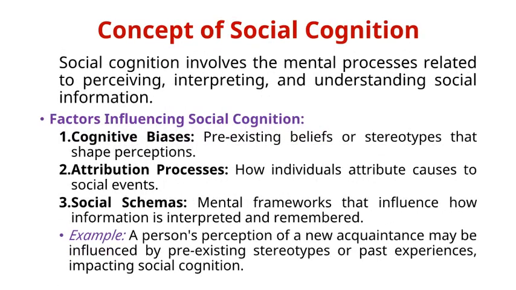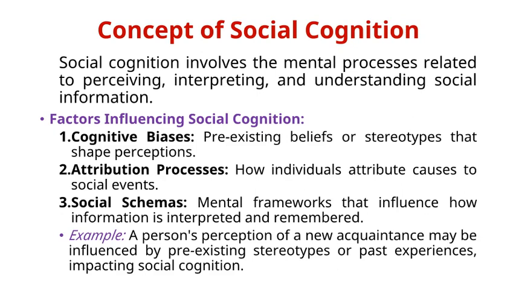Concept of social cognition. Social cognition involves the mental processes related to perceiving, interpreting, and understanding social information. Factors influencing social cognition: cognitive biases, pre-existing beliefs or stereotypes that shape perceptions. Attribution processes, how individuals attribute causes to social events.